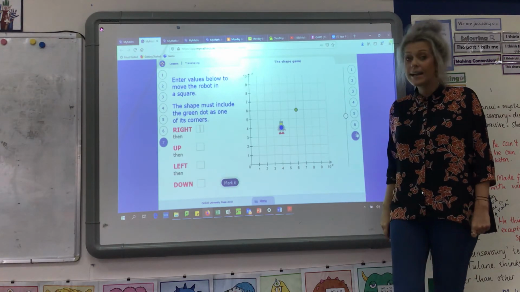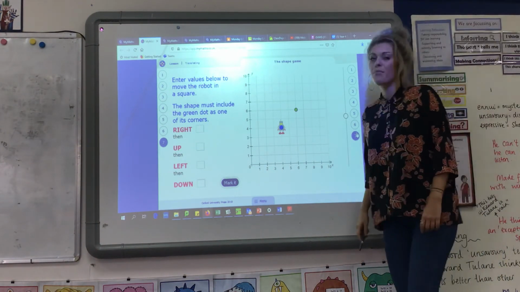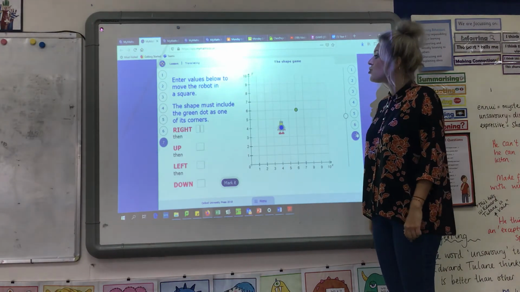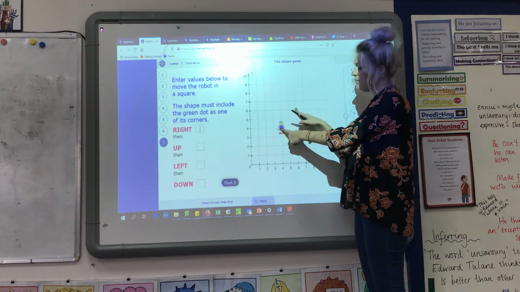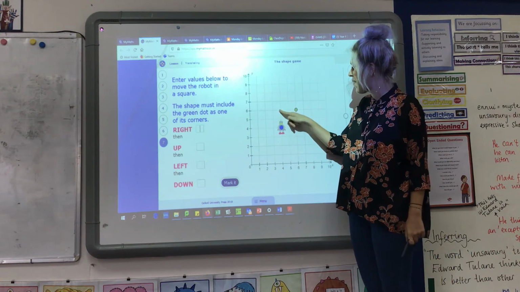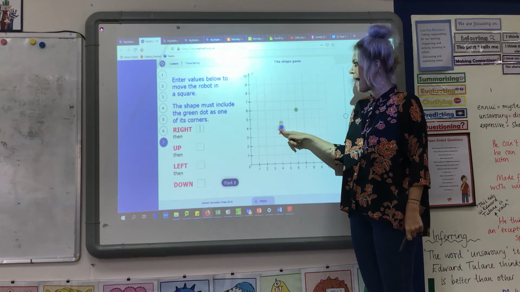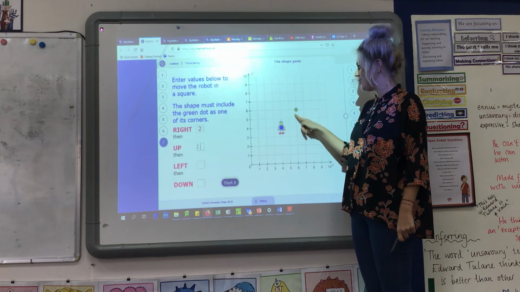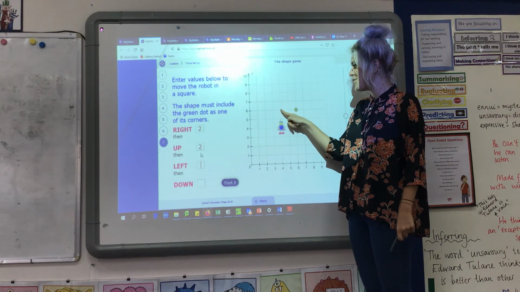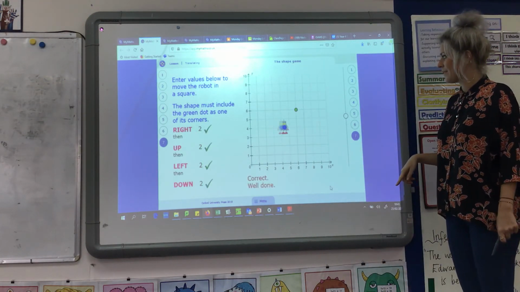So, finally, it says enter values below to move the robot in a square. The shape must include the green dot as one of its corners. So if the robot is one corner and the green dot is another corner, I know that the square must look like this. So, to move the robot in a square, I think we need to go right 2, then up 2, then left 2, then down 2. Let's see. Lovely, we have moved the robot in a square.